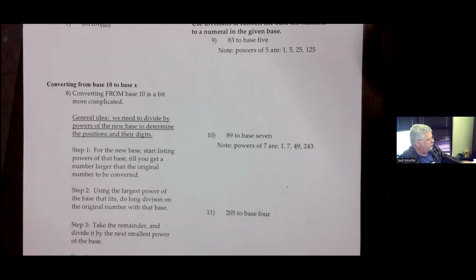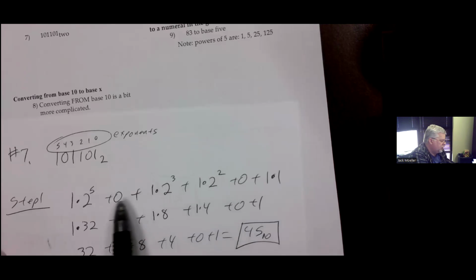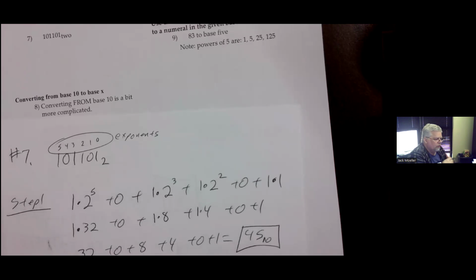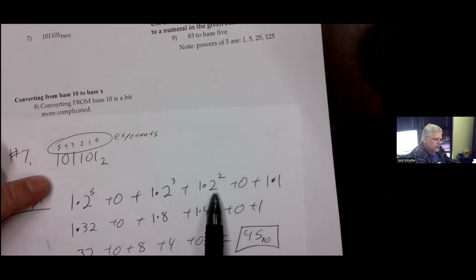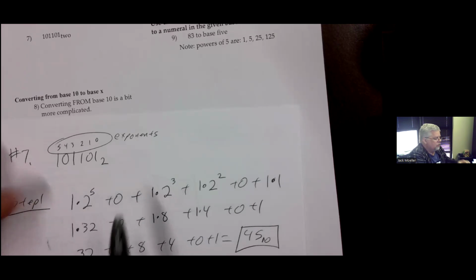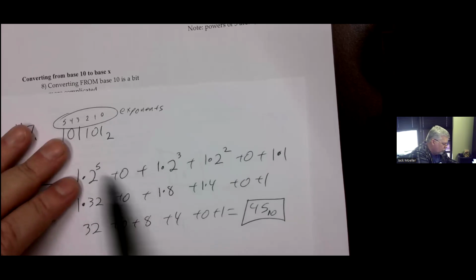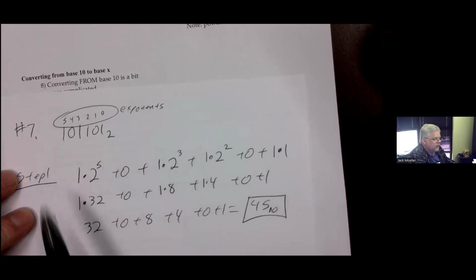What we're going to be doing with the divisions is figuring out how many exponents we need. How big do we go up? If we're converting a number in base 10 to base 2, can we stop at 2 squared? Can we stop at 2 cubed? Do we have to go up to 2 to the 5th? So the whole purpose of all these divisions is to figure out this part of the expanded form.